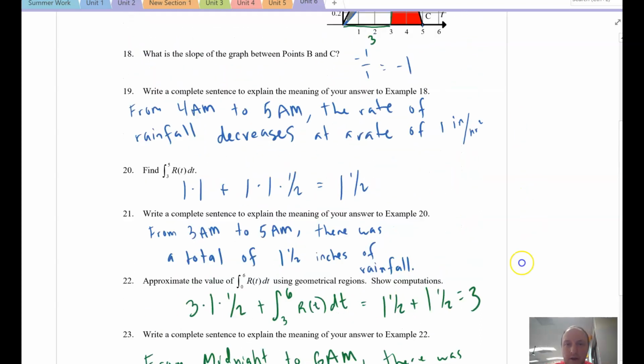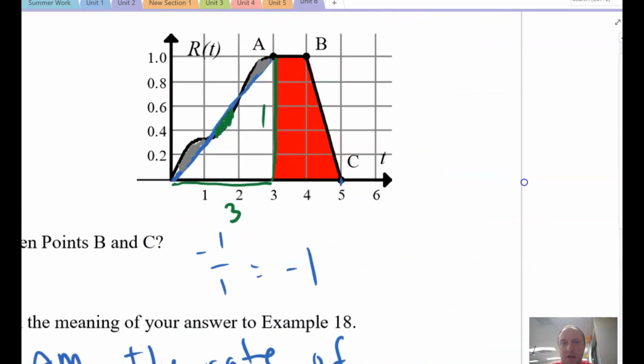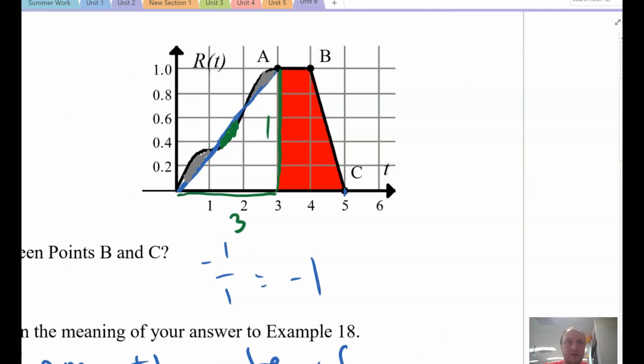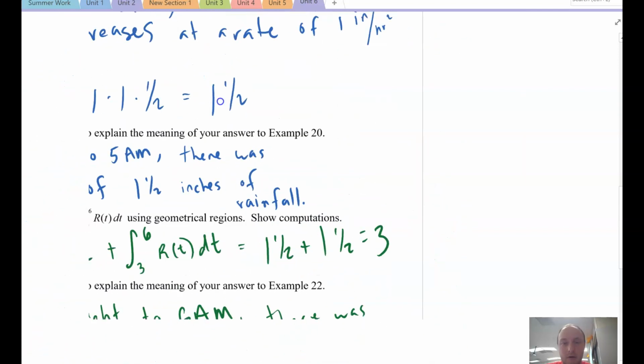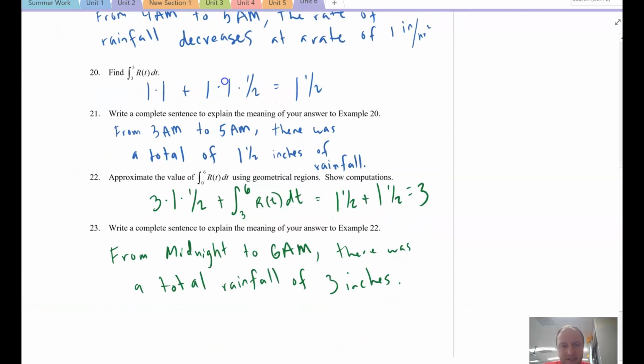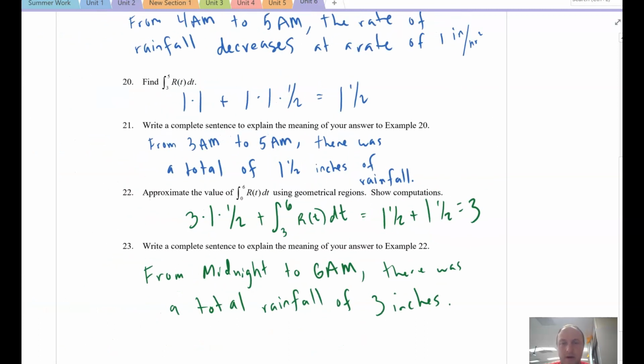But let's look at 5 a.m. to 6 a.m. Notice that my line here is right here. Well, it's black on black, so you can't see that. It's from here to here. So how much rainfall occurred from 5 to 6 a.m.? None. So I can add a big fat 0, and it doesn't affect our answer. So 3 inches. All right, that is rate graphs.